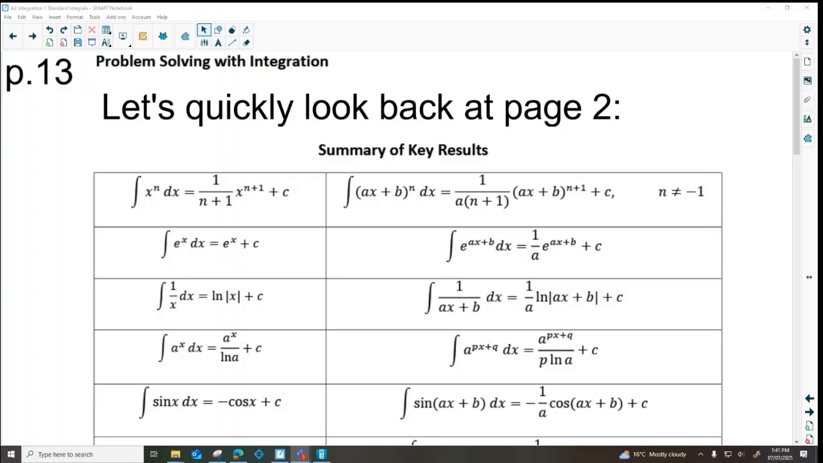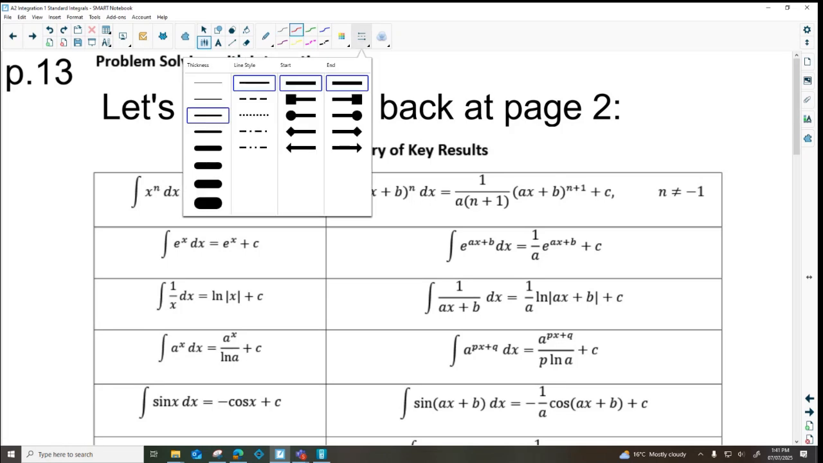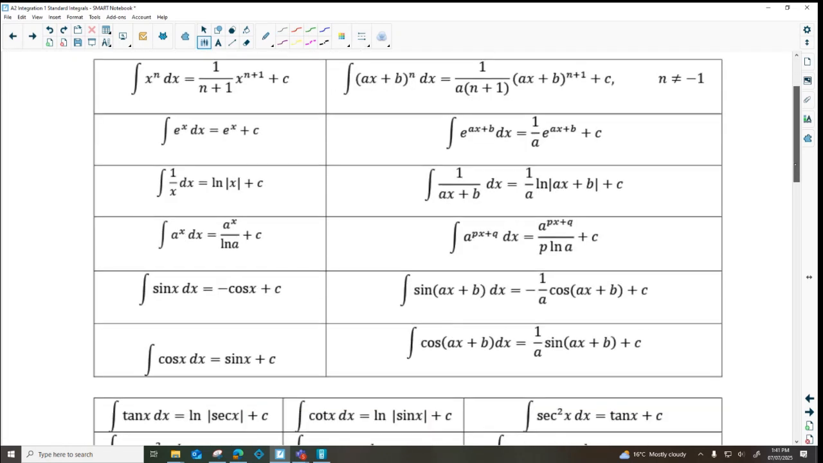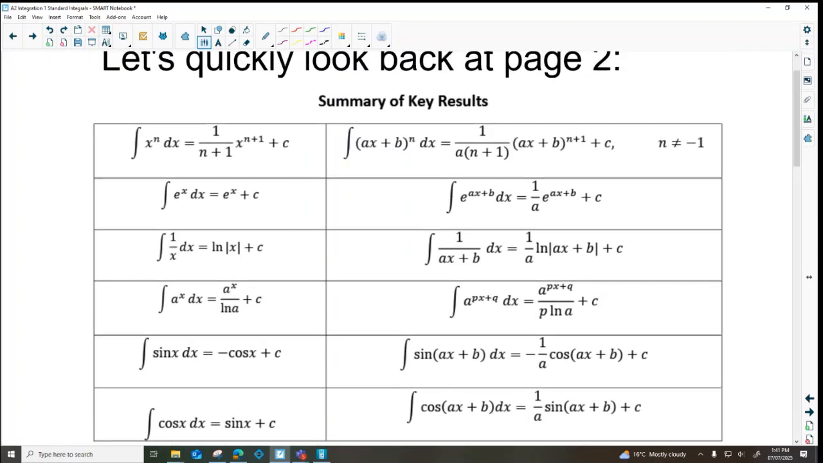It's a lesson of demanding questions, I suppose. So can I quickly go through these? These are the results for integration that we are going to need to use at some point today. They are all summarized in one place on page 2. First of all, on the left-hand side of this column, we've got the basic results of integration.